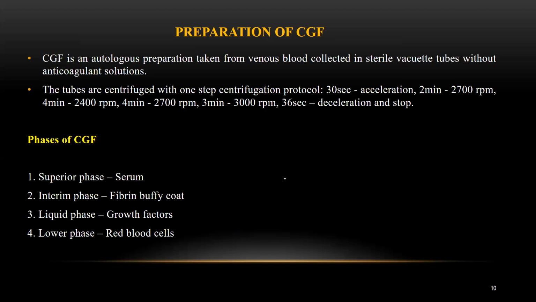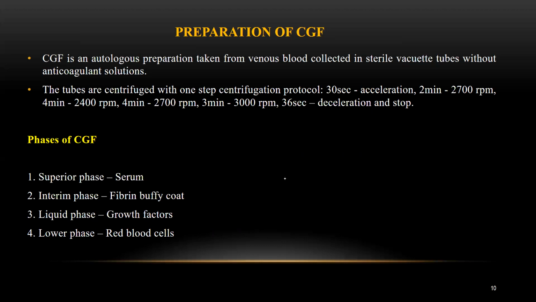Now, the tubes are centrifuged at a one-step centrifugation protocol: 30-second acceleration, 2 minutes of 2,700 RPM, then 4 minutes of 2,400 RPM, again 4 minutes of 2,700 RPM. So this variable centrifugation to separate the cells results in a fibrin-rich block.